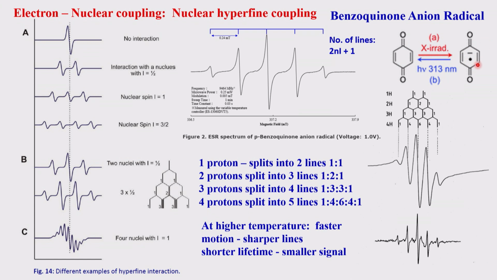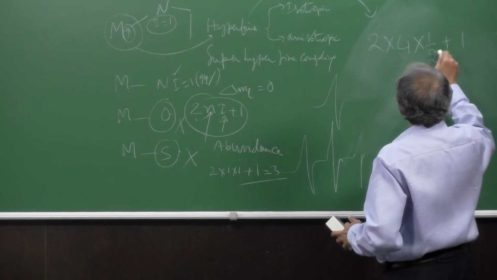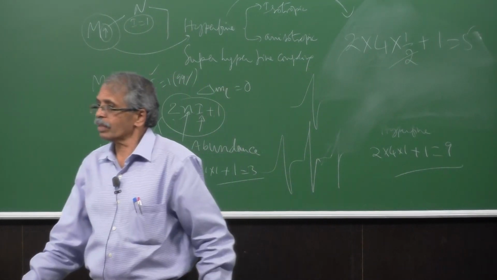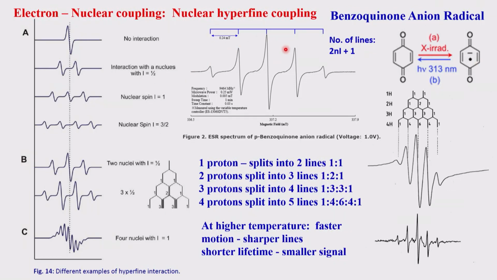Therefore the number of lines that you would expect is 2 into 4 into the spin. What is the spin? Hydrogen is half, so plus 1, so that gives 5 lines. You can see all the 5 lines here, 1, 2, 3, 4, 5 lines. That is 2nI plus 1.